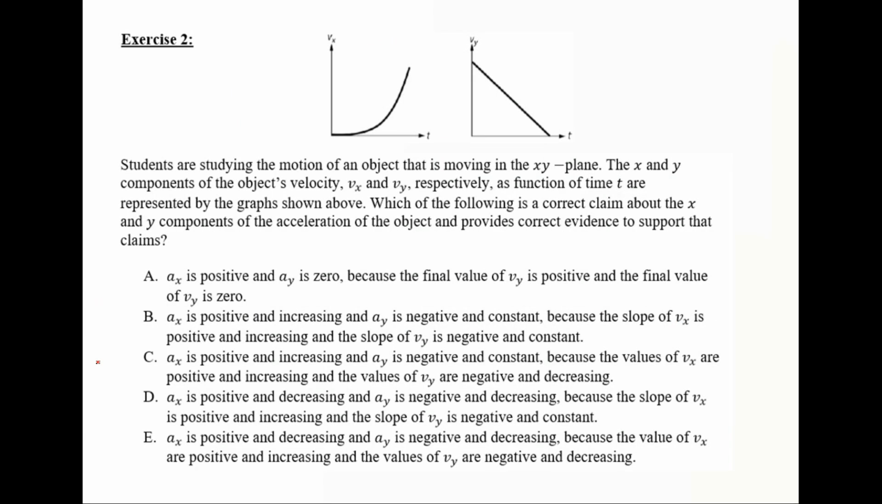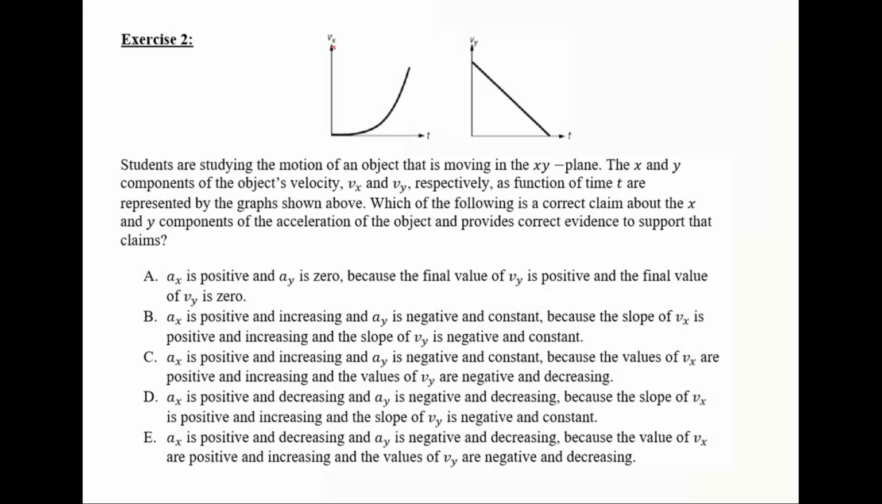Now exercise 2. Students are studying the motion of an object that is moving in the xy plane. The x and y components of the object's velocity, vx and vy respectively, as functions of time are represented by the graphs shown above. Which of the following is a correct claim about the x and y components of the acceleration of the object and provides correct evidence in support of the claim?